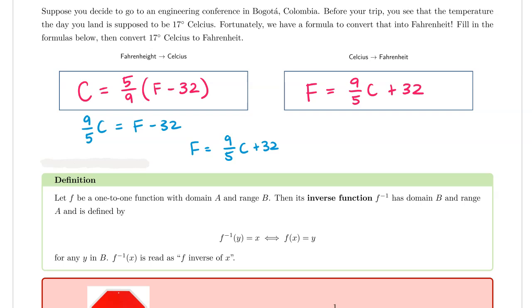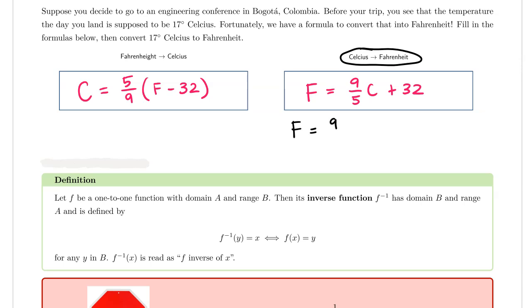We want to convert 17 degrees Celsius to Fahrenheit. Really, it doesn't matter which one of these formulas we use. It's just going to be a little bit easier to use this one. So I'm going to go ahead and plug in 17 for C. That's going to give us 9/5 times 17 plus 32. And then if we were to simplify that using a calculator, this is approximately 62.6 degrees Fahrenheit.